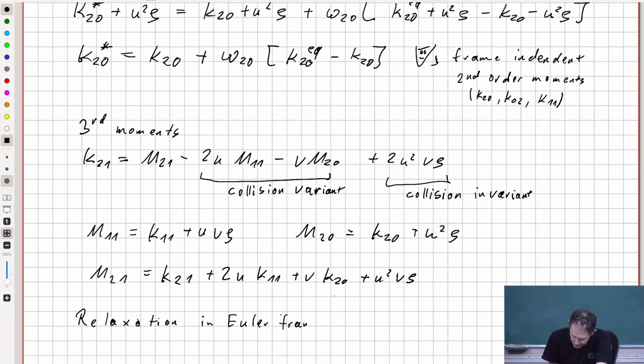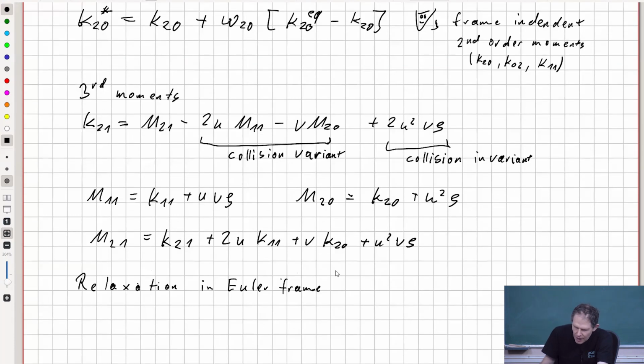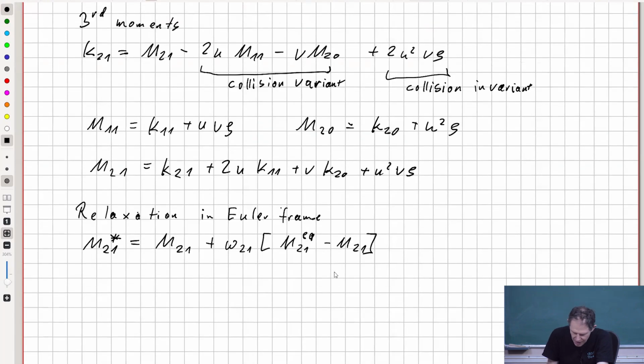Euler frame. So this would now look like this. We would have M21 after collision. We assume no orthogonalization here at this time. M21 after collision is M21 before collision plus omega 21 times M21 equilibrium minus M21. So this is what happens in a non-orthogonalized MRT method.